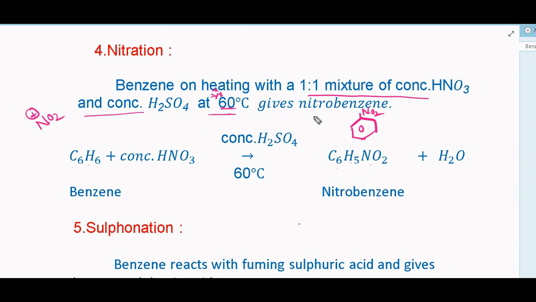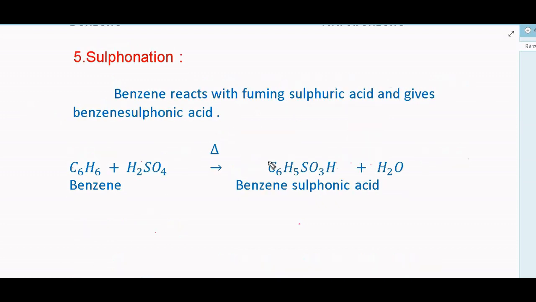Coming to the last reaction, that is the sulfonation reaction. In the sulfonation reaction, benzene reacts with fuming sulfuric acid and gives benzene sulfonic acid. Here is the reaction. C6H6 plus H2SO4 gives us benzene sulfonic acid, or we can write it like this. You should write the proper benzene structure, with SO3H. The electrophile here is SO3H plus.